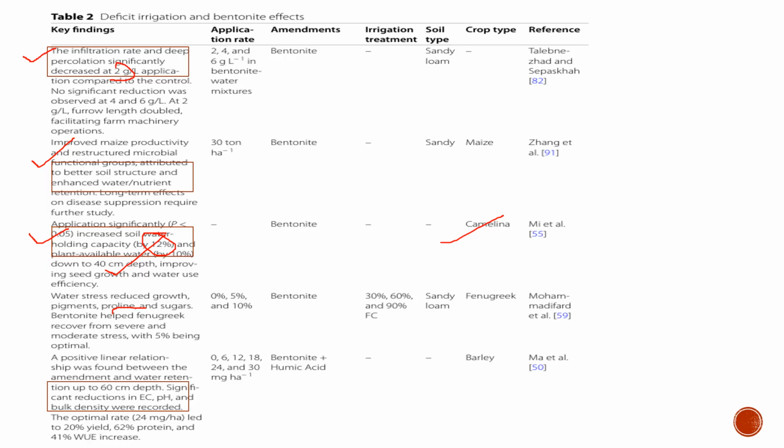In fenugreek, they have found that after application of bentonite, the plant recovered from stress when bentonite was applied at the rate of 0.5 to 10% at irrigation treatments of 30, 60 and 90% field capacity under sandy loam conditions. Other research found that water penetration extended up to 60 centimeter depth, and they found reduction in EC, pH and bulk density levels in barley. These are the different researches where, under deficit irrigation conditions, bentonite application was found to be successful in water saving, water holding capacity and increasing water use efficiency.